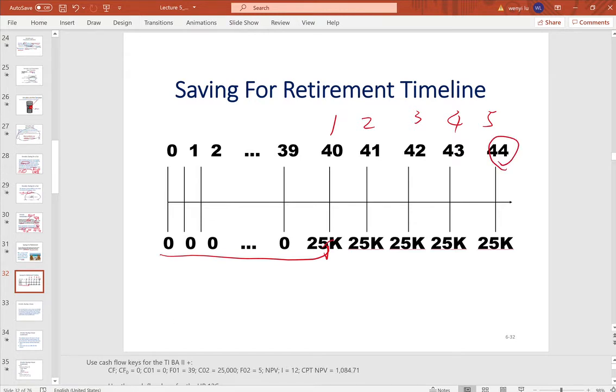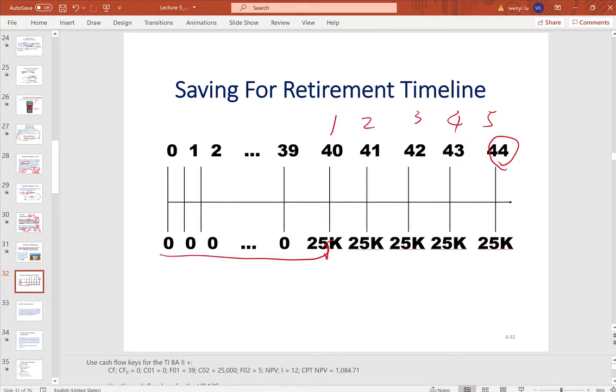If you don't draw this cash flow line, you will possibly make a mistake and put the last one on 45, because 40 plus 5 is 45. That's what you think. However, you ignore that 40 itself is when the first payment is made. So it's better to draw the cash flow lines.